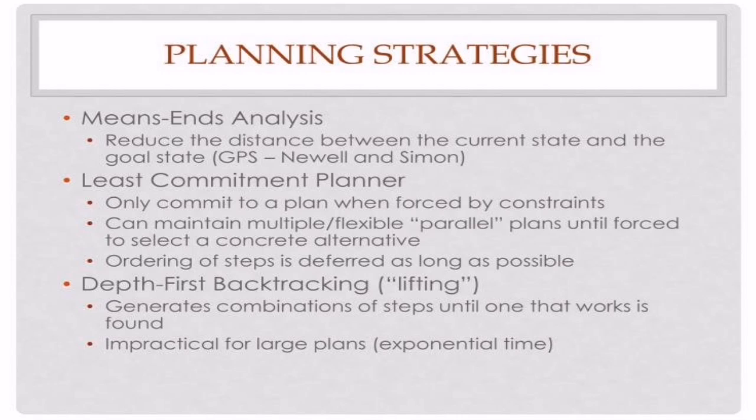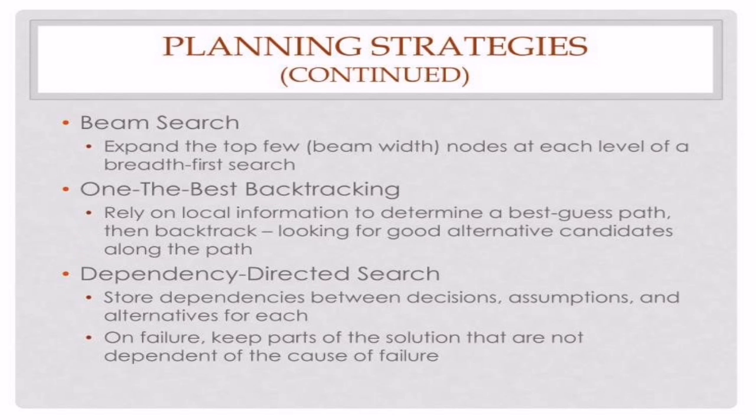Depth-first backtracking generates combinations of steps until one that works is found. Impractical for large plans because it wastes so much time. Beam search: expand the top few nodes at each level of the breadth-first search. Best-first backtracking: it relies on local information to determine a best guess path. Then backtrack looking for good alternative candidates along the path.